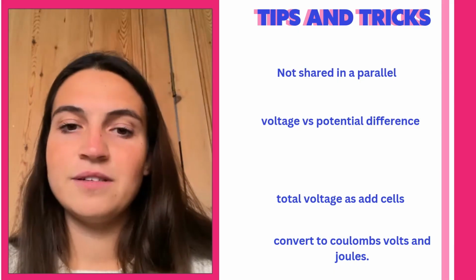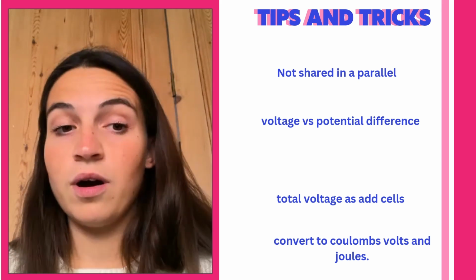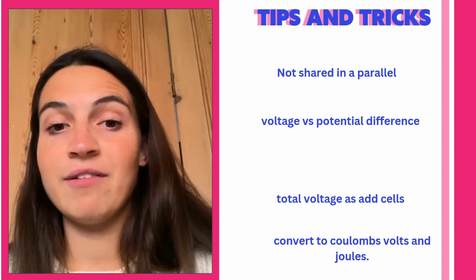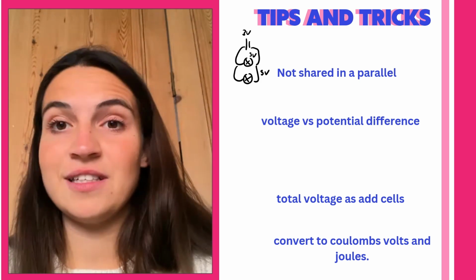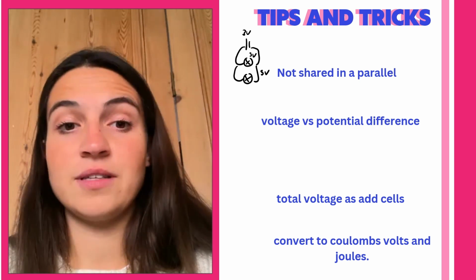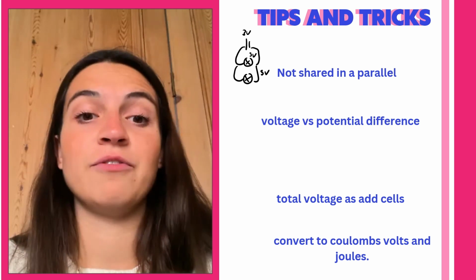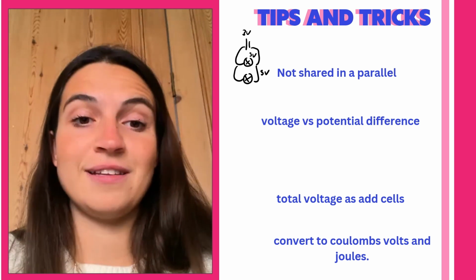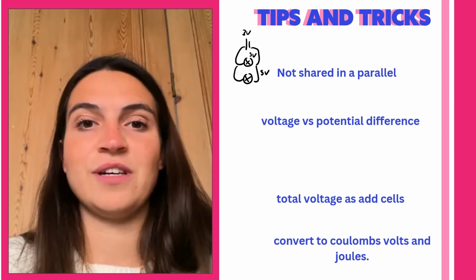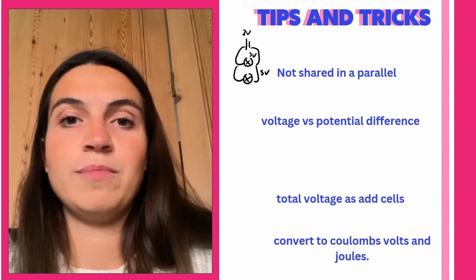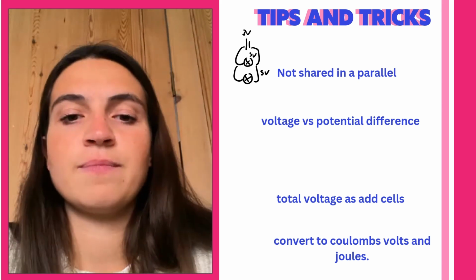Okay, so my tips and tricks for this section. The first most common one is when you're dealing with parallel circuits. The voltage is not shared in your parallel circuit, it is applied across each branch. So if you have a supply voltage of 3 volts, like in this little picture here, that next bulb receives 3 and the next bulb receives 3 and so on and so forth. That's the most common mistake that pupils would make, is giving each of those bulbs 1.5 volts.